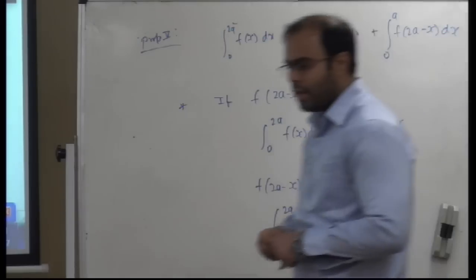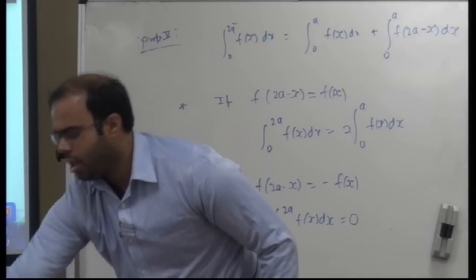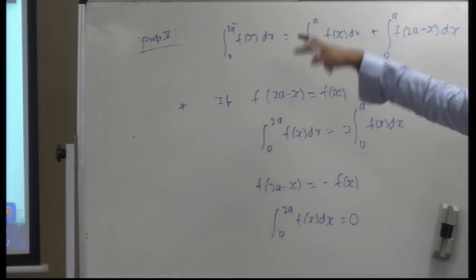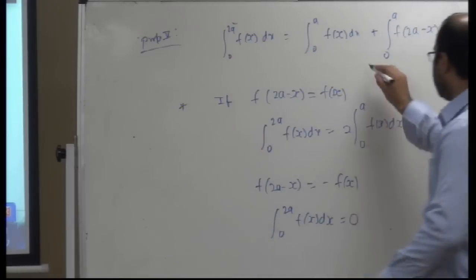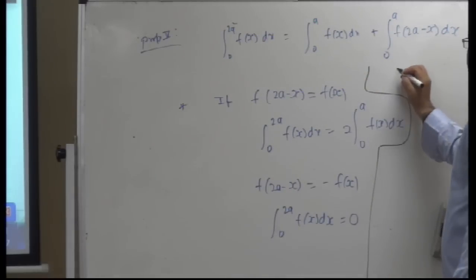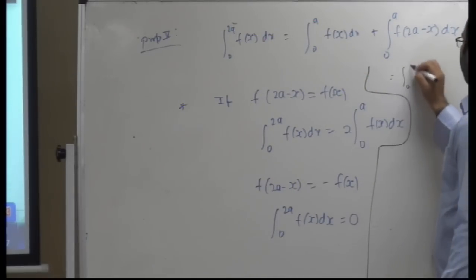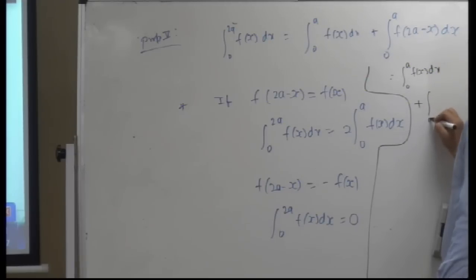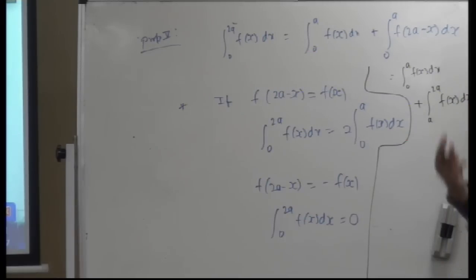Now again we can do a question. If you try, you can prove this. It is not a very difficult task to prove these properties. Let us prove this one if you want. You do 0 to 2a f(x) dx. In the next step, you take it as 0 to a f(x) dx plus a to 2a f(x) dx. By which property? Third property.